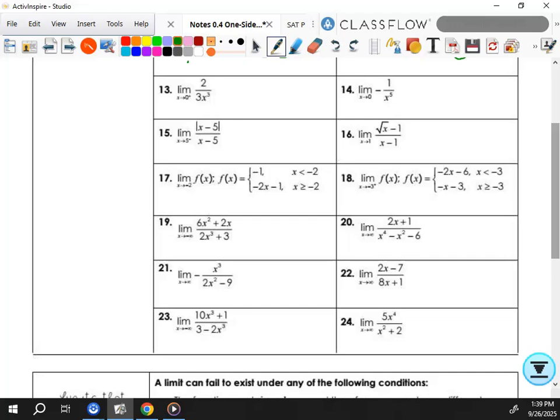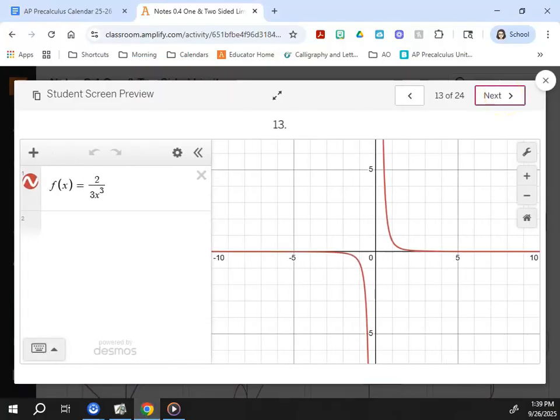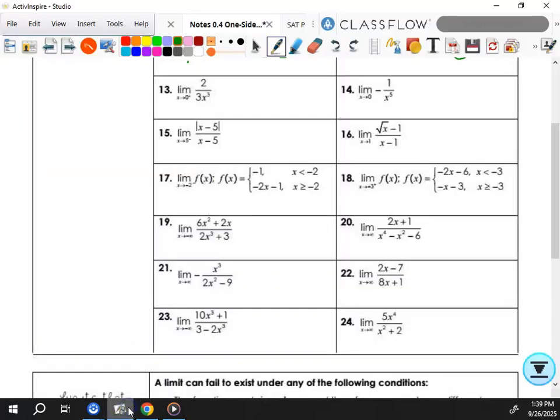13. 0 from which direction? The right. It's very hard to see. I'm coming from the right. So 0 from the right. Where are we headed? Infinity. Good job.